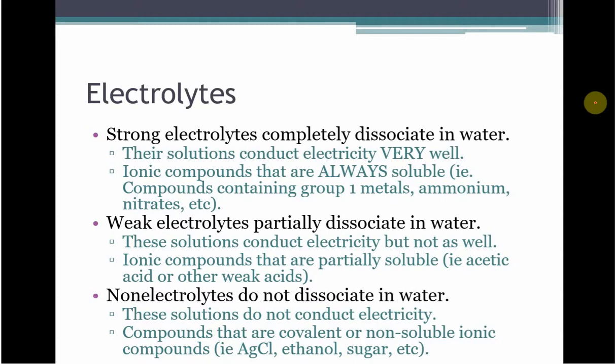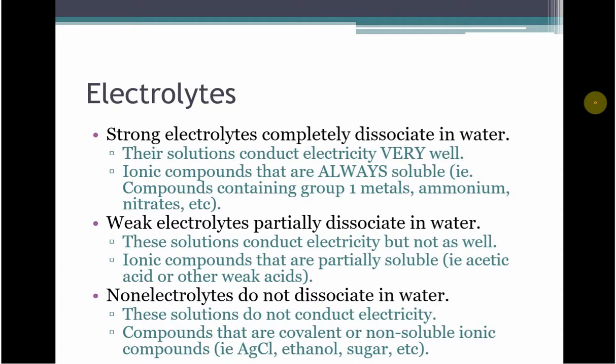Weak electrolytes will conduct electricity, but not as well. If you added 100 of these molecules to water, maybe 95 would dissociate, but that would be about it. So these are ionic compounds that are partially soluble. Things like acetic acid, or weak acids and weak bases. Those are weak electrolytes. Non-electrolytes do not dissociate in water at all, and because they don't have ions, they don't conduct electricity. These are generally covalent compounds. Usually they have to be polar though, something like ethanol or glucose. It has to be either soluble and not dissociating, or insoluble, something like silver chloride.